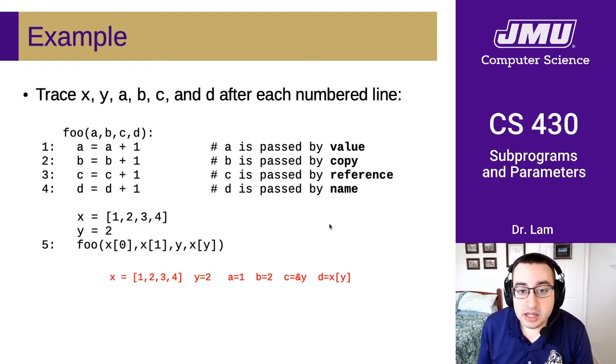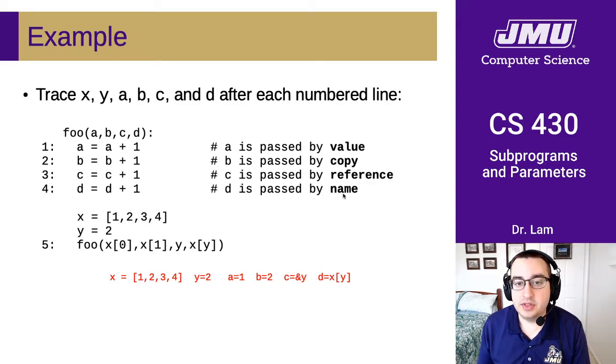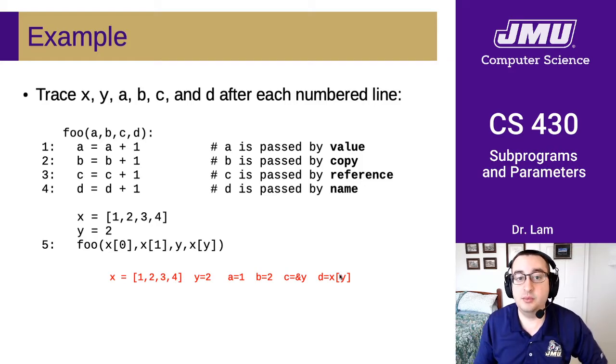Okay, D is being passed by name. And this is the one that I said is not terribly common. So you can think of this as like a C macro. So literally x sub y. So not an actual x or an actual y, but just the name, the text, the program code x sub y. That is what D is equivalent to.